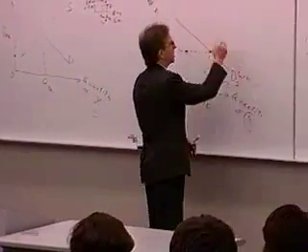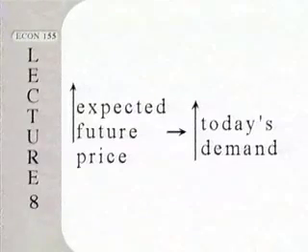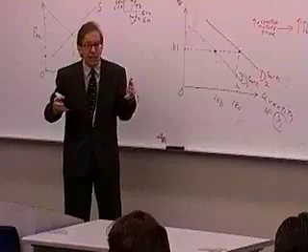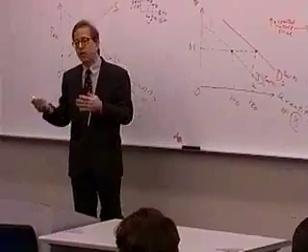So if they think there's an increase in expected future price, then that will mean there's an increase in demand today. Today's demand. Not next week's demand, but today's demand. There's actually going to be a reduced demand next week, isn't there? People go out and buy more of this product right now, and now they've sort of got an inventory of it, and then they don't buy so much next week.